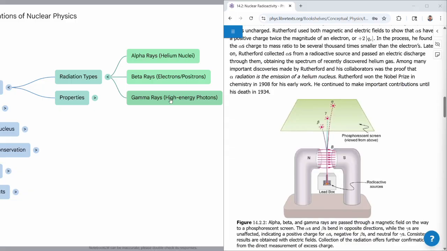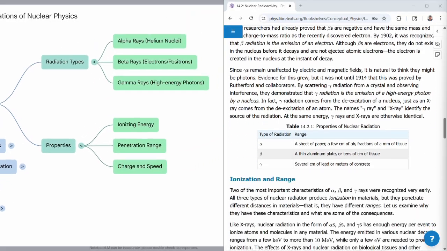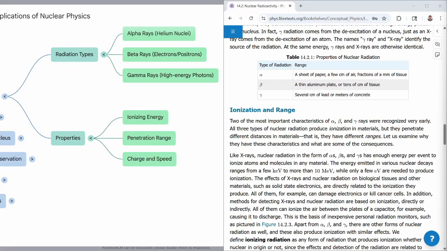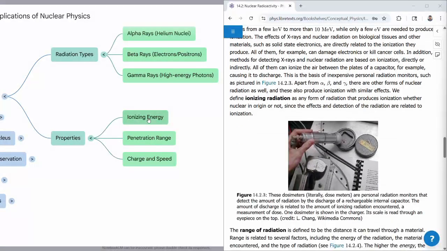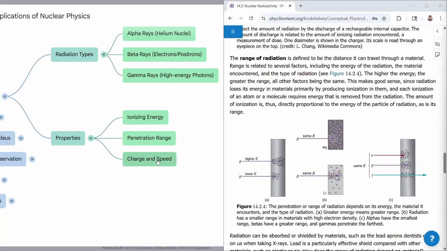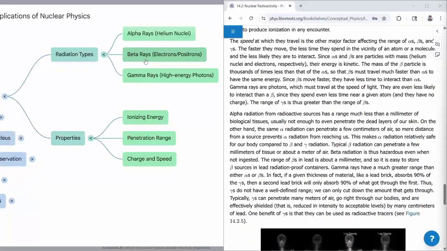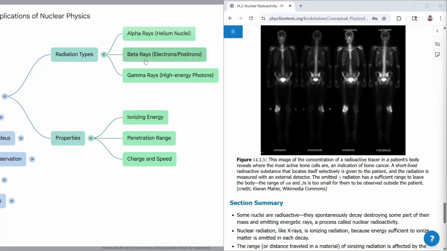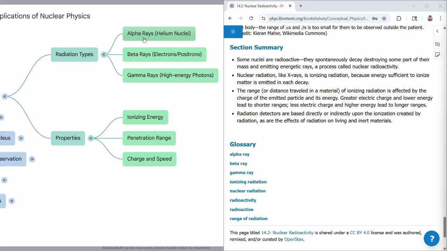The properties have to do with how easily they are shielded, their penetrating power, and I guess things that relate to what kind of particle they are. So ionizing energy, penetration range, charge and speed. Gamma rays move at the speed of light. Beta rays can move pretty close to the speed of light for high energy. Alpha rays are basically non-relativistic.